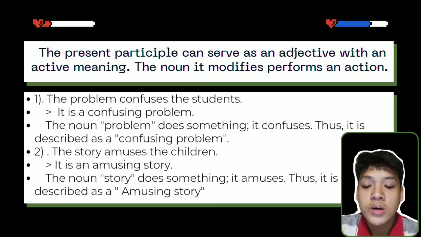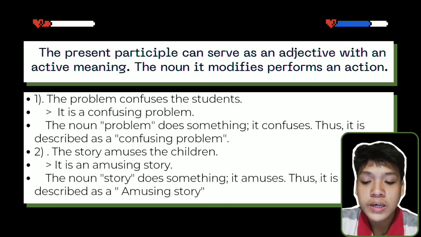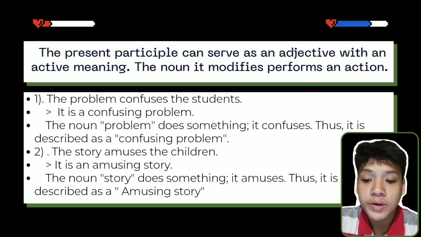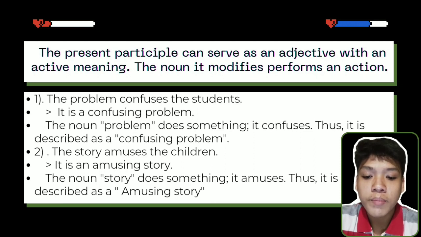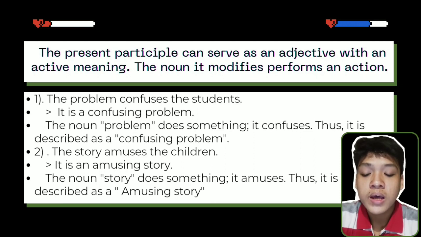Example number 2. The story amuses the children. Cerita itu membuat anak-anak terhibur. Jadi kalau present participle menjadi it is an amusing story. Itu adalah cerita yang menghibur. The noun story does something. It amuses. Thus, it is described as an amusing story. Jadi, kata benda story melakukan tindakan, yaitu menghibur. Dengan demikian, kita menggambarkannya sebagai cerita yang menghibur.